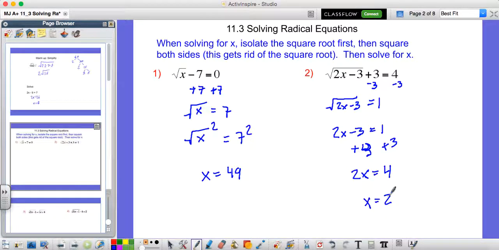What's nice about all of these is you can always go back and check your work. 2 times 2 is 4. 4 minus 3 is 1. The square root of 1 is 1. 1 plus 3 is 4. Boom, we're in business.